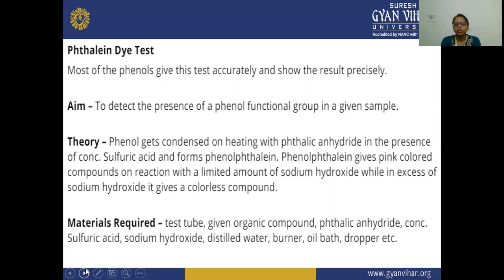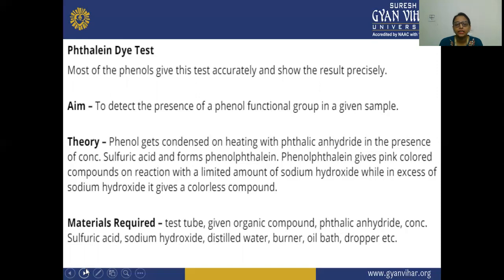The aim of all the given tests is the same, because we have to detect the presence of the phenol functional group in an unknown sample. The theory of this test is that phenol gets condensed on heating with phthalic anhydride in the presence of concentrated sulfuric acid, and it forms phenolphthalein. Here the hydroxyl group is attached to the phenol, which gets condensed on heating.